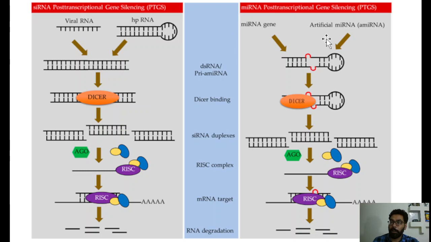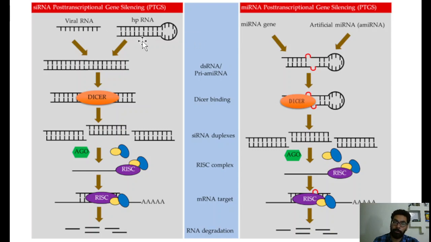transcribed miRNAs with the hairpin loop that is recognized by the dicer, and they will produce the small interfering RNA duplexes. So the process remains the same.